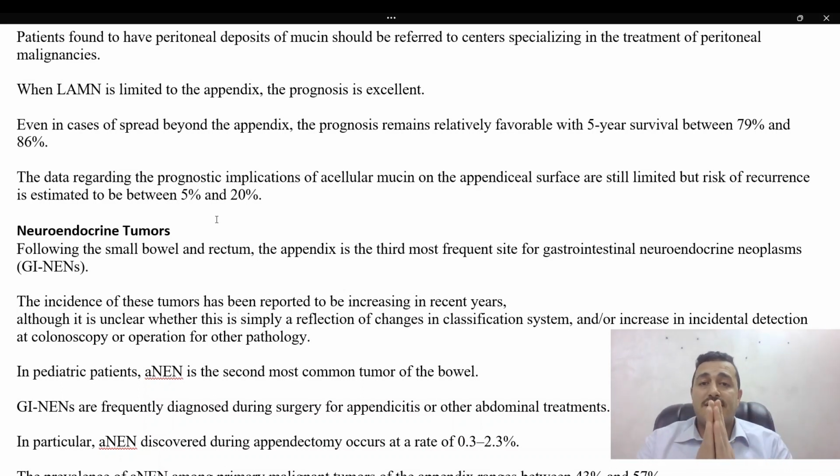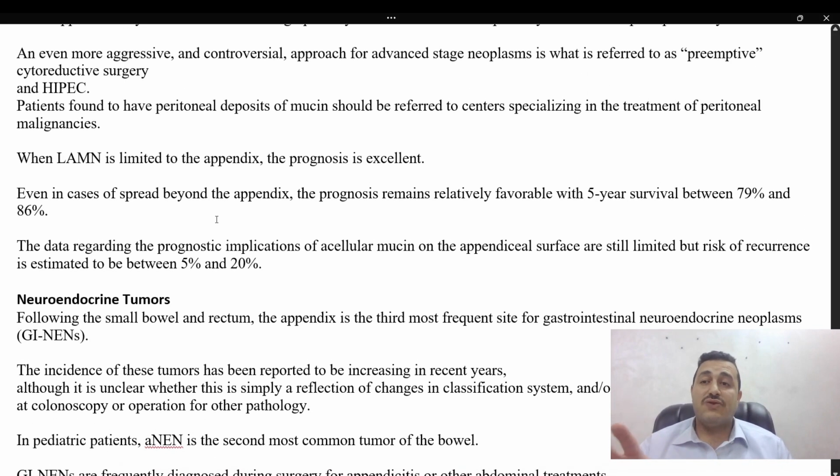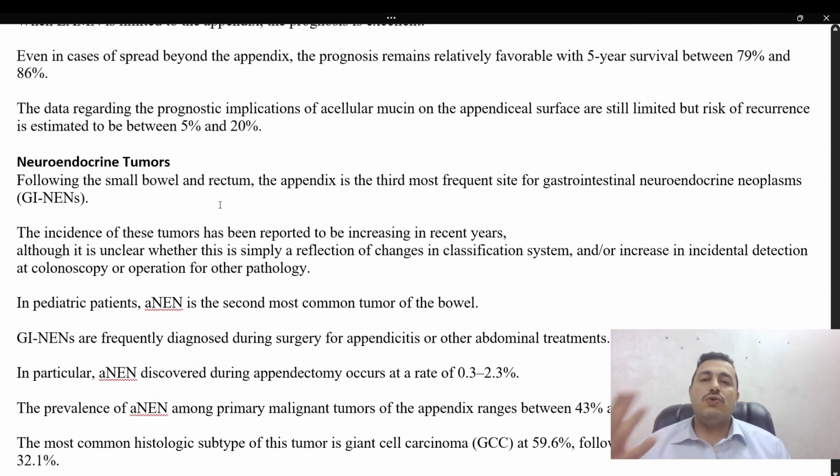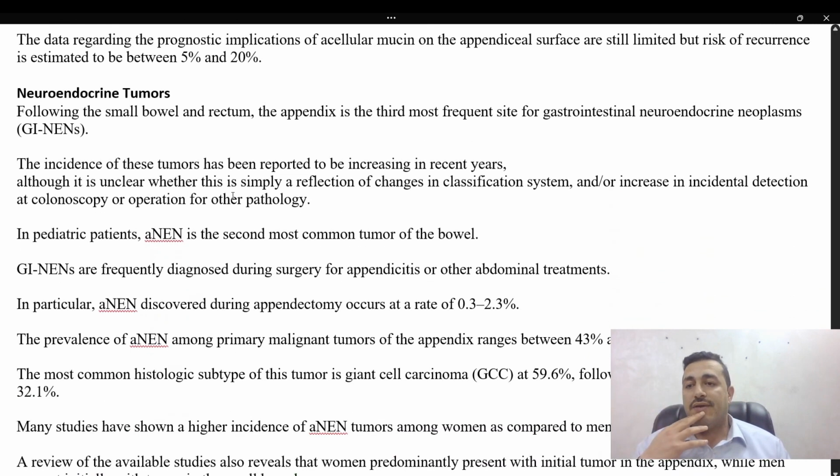Which patient? It's hard to say. Even here, they did not describe. They just said some studies recommend. That's not classic information for students or for those who are preparing for their exams.